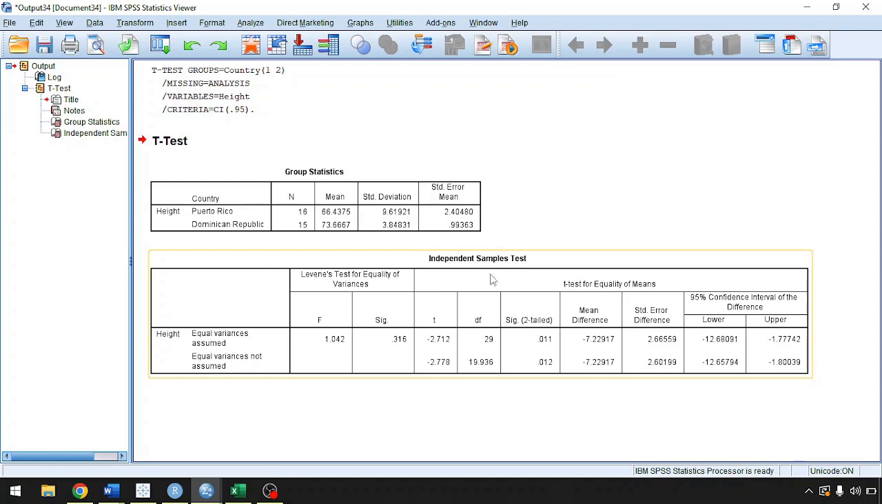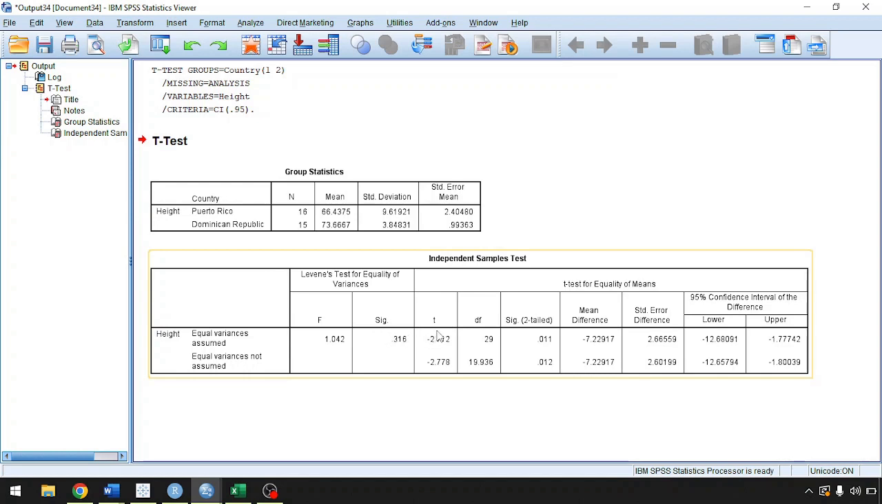This is where we get our information from. As you can see, Levene's test for equality of variance is 0.316. This means that we can keep our assumption that both of the variables actually have equal variances. In other words, there's no statistically significant variance. They don't vary statistically significantly. So that's good news. But that's not what we're looking for.